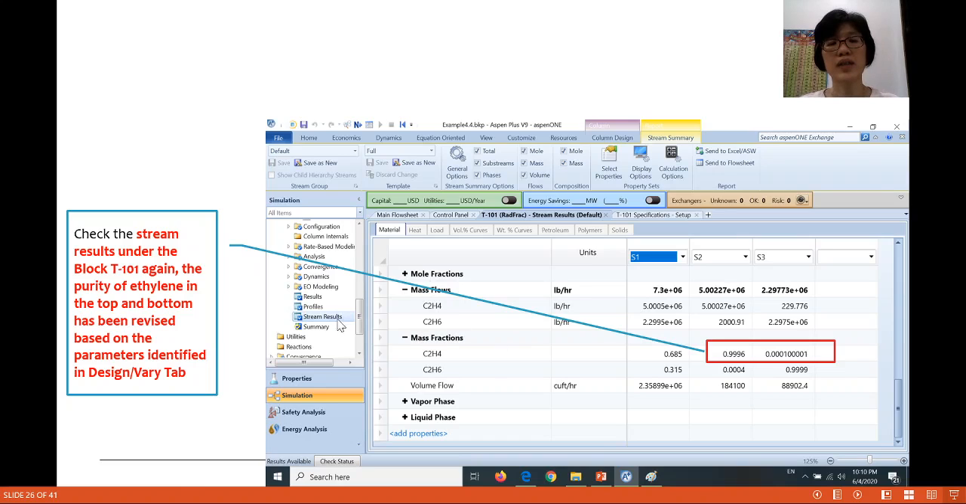Okay. Of course, here you may be wondering, we have not changed the parameters in the configuration. We only use the design spec function. Once the design spec function is executed, the composition of your stream will be revised accordingly, even though you don't change the parameters in the configuration sheet. So you have to bear this in mind as well.